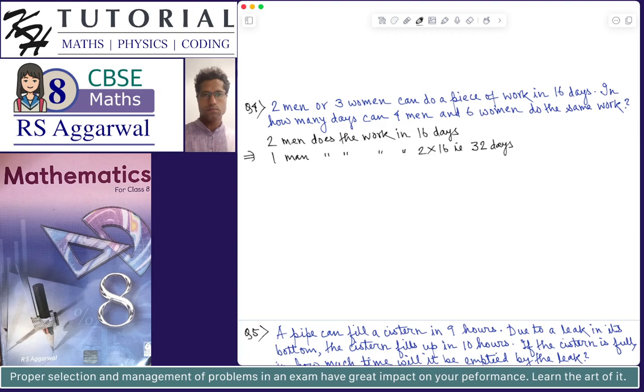Similarly, we can say that one woman does the work in 3 into 16, that is 48 days. Since we know that 3 women do the work in 16 days, one woman will do the work in 3 into 16, that is 48 days. So we have this.